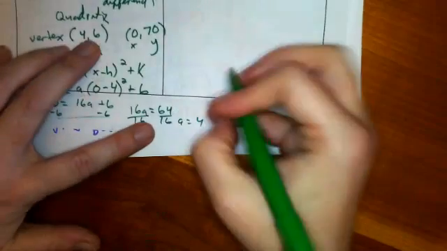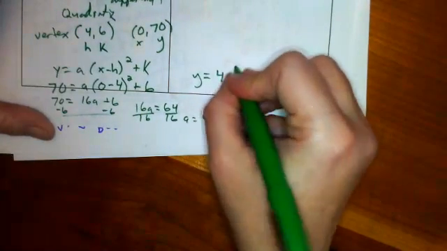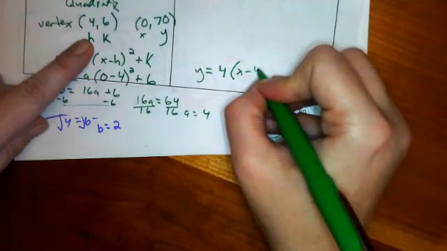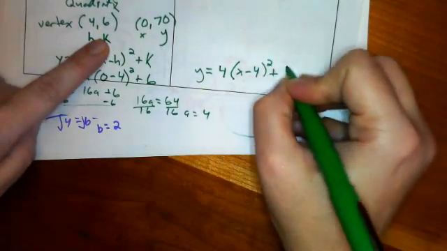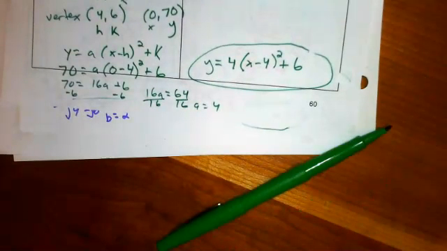Okay, so my quadratic equation is Y equals, I've got my A, which is 4, times X, my H is 4, so X minus 4 squared, plus my K, 6. Okay, and there you have it. That's right at the 20-minute mark, and I think that's enough for today.